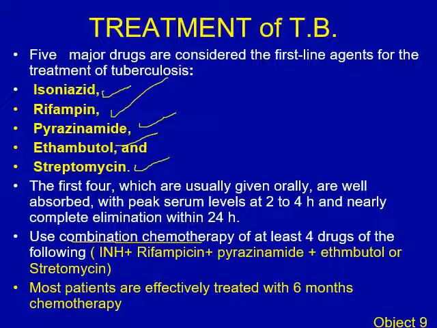We give these drugs for at least 6 months. Most patients are effectively treated with 6 months of chemotherapy. Some of them may need 9 months and some others may need 12 months. But as the classical treatment for uncomplicated pulmonary TB, it is the 6-month chemotherapy.